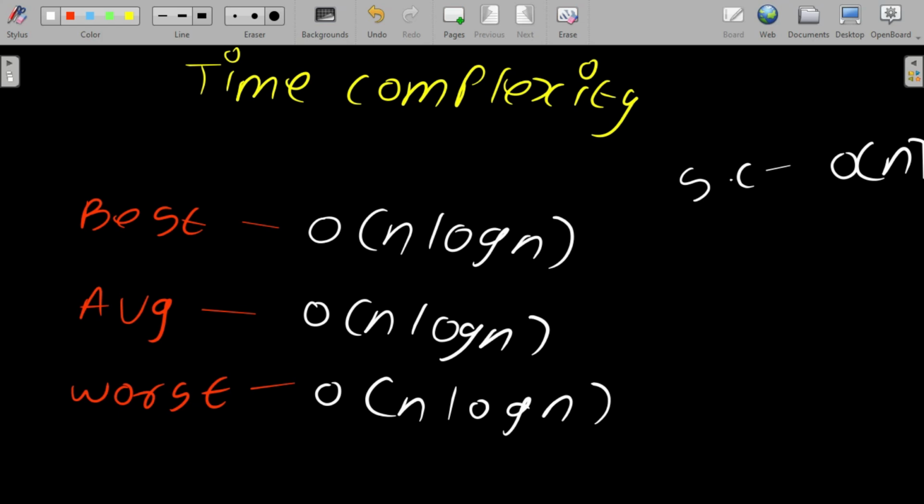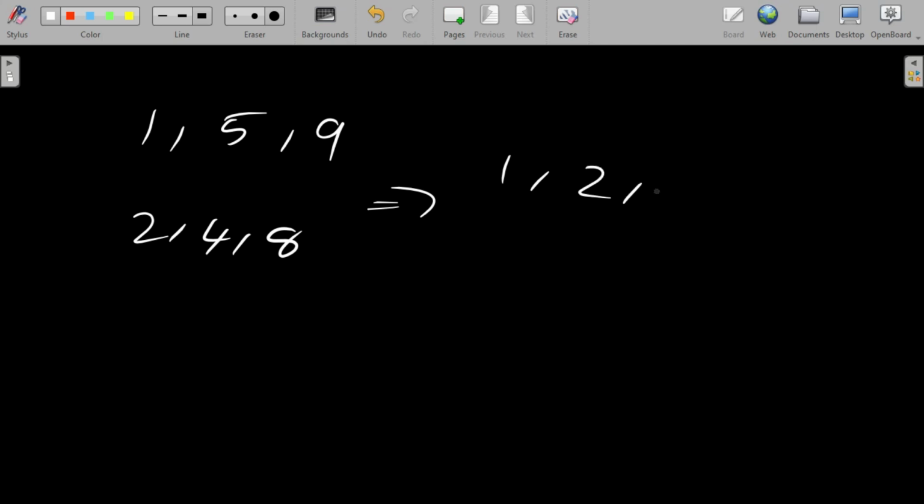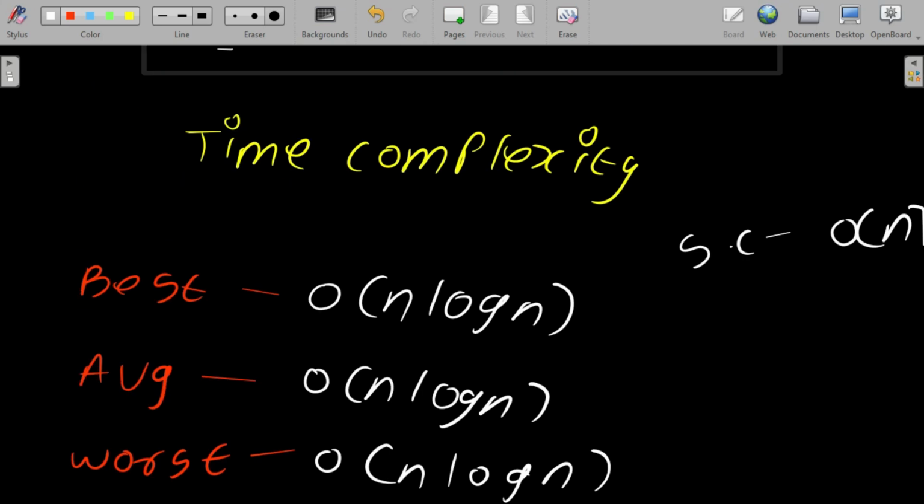Let me give another real life example. Imagine you have two students. One student has the numbers 1, 5, 9, and another student has 2, 4, 8. Now they combine their numbers in order. The result we get is 1, 2, 4, 5, 8, 9. So this is about merge sort.